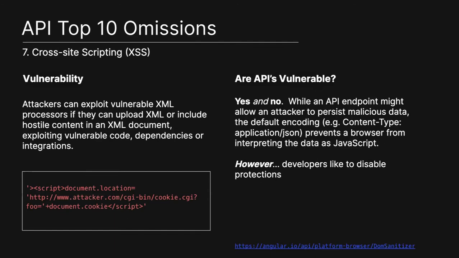The browser is smart enough to know that I don't execute things that are coming back in a content type of application JSON. It doesn't actually render it directly. Now, one of the things that we ultimately will find, though, is that while the API technically was vulnerable to cross-site scripting, it's really the question of, is the client-side application that's consuming that API going to be vulnerable to this? And so ultimately what we will find is that developers, being developers, like to disable protections.